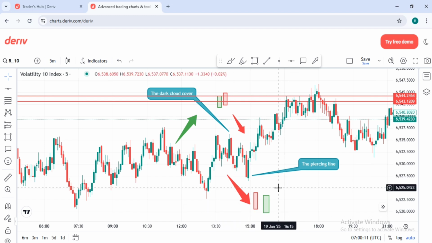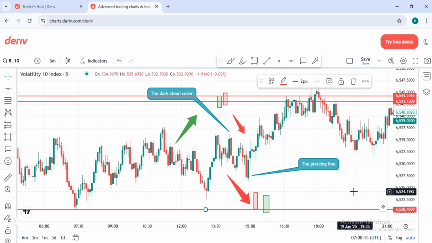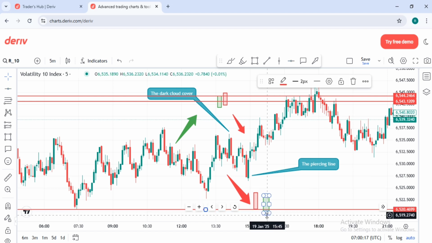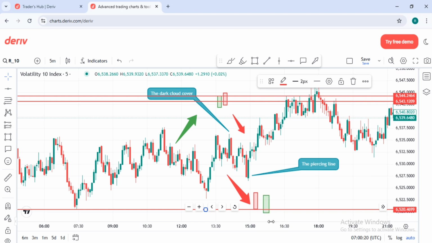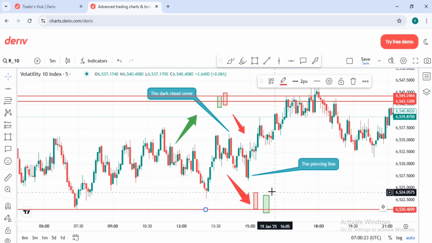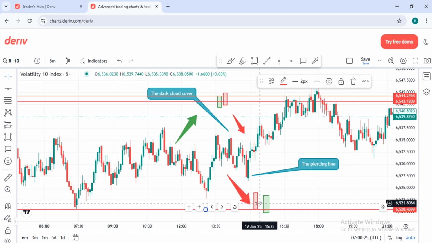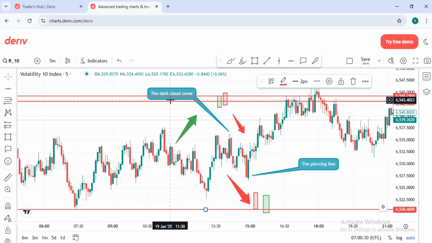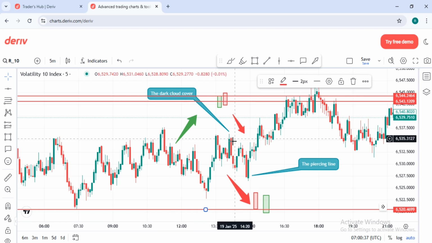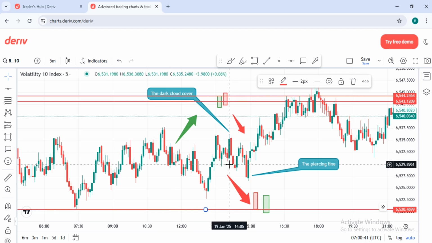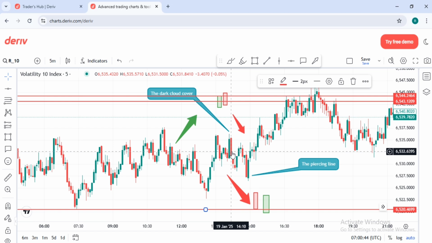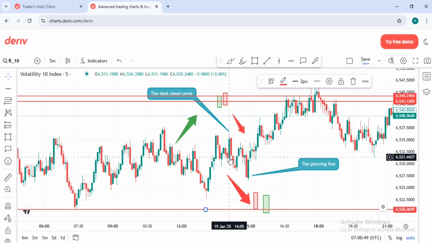Then this candlestick has closed here, right? The green one has started below it, and it has closed past half of the real body of the red one. So clearly you can see this is the opposite of the dark cloud cover. So how do you place your trade? Listen carefully. For the dark cloud cover, immediately the red candlestick closes, you are supposed to enter your trade immediately.